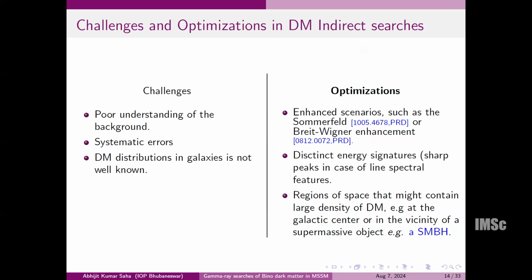And thirdly, the regions of space that might contain a large density of dark matter, that is the galactic center, or the vicinity of a supermassive object, for example, a supermassive black hole. A supermassive black hole is a black hole that has a mass of 10^6 to 10^8 solar masses. Because a supermassive black hole can exist only at the center of a galaxy, right? So you are saying the density of dark matter or the supermassive black hole is affecting, or is it the joint effect? The joint effect. The existence of a supermassive black hole will induce a large density spike around it. That could be useful to amplify your signal.